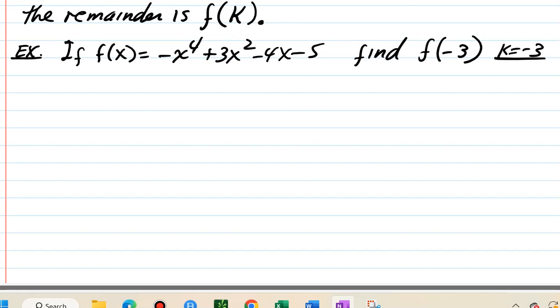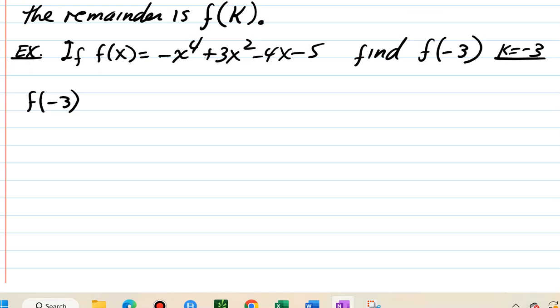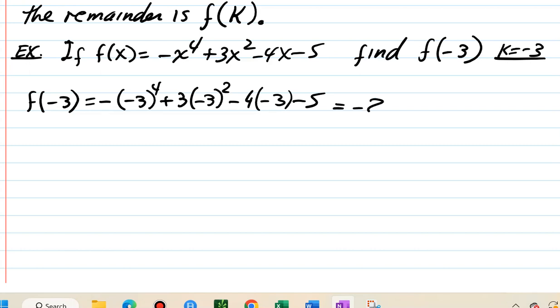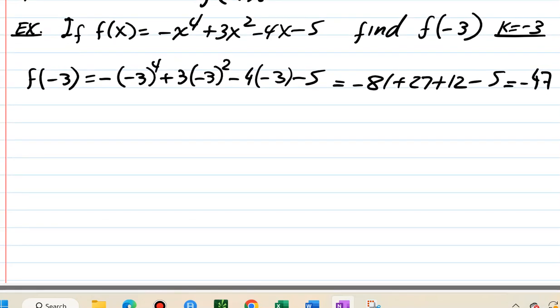All right, so here's how we should do this without long division or without synthetic division for that matter. To do f at negative 3, I have to put negative of negative 3 to the fourth plus 3 times negative 3 squared minus 4 times negative 3 minus 5. So I've got to do a bunch of arithmetic here, right? Which will make it negative 81 plus 27 plus 12 minus 5. The whole thing is negative 47. Right? Now, that's the answer, but let's do this using synthetic division.